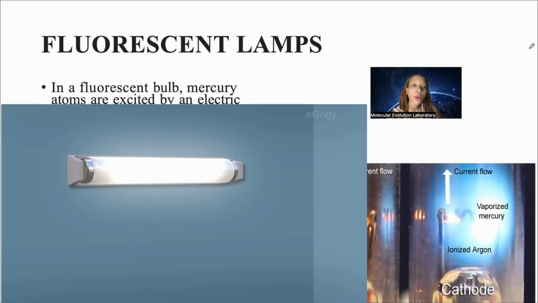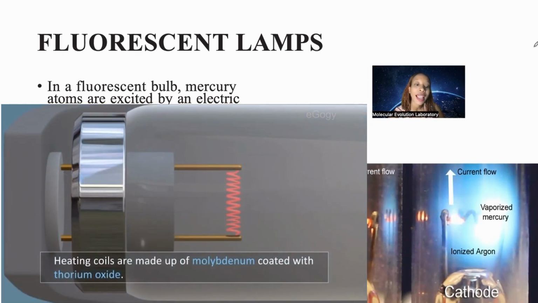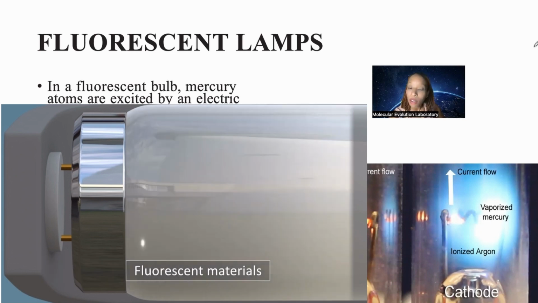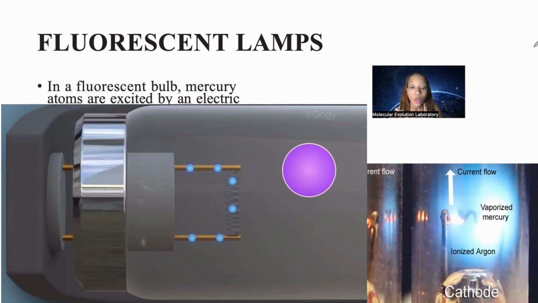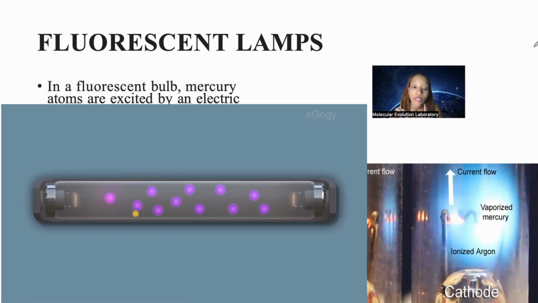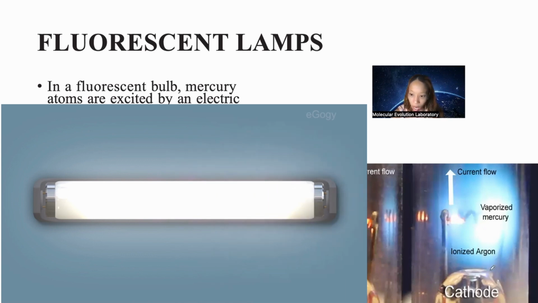In a fluorescent bulb, mercury atoms are excited by an electric arc and then release energy by emitting light. The light emitted by mercury atoms is in the ultraviolet region of the spectrum, so it cannot be the light that we see when we switch on the light. Instead, the phosphor molecules on the glass wall absorb the emitted UV light, and another excitation and emission process takes place. Here we can see the cathode, which is a negatively charged electrode, applies current to this bulb, interacting with argon, producing mercury vapor.